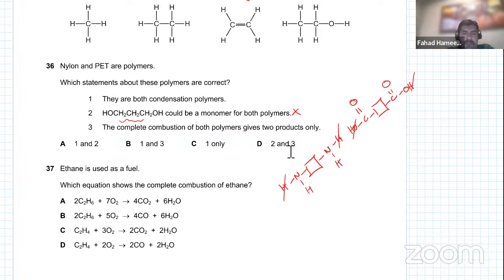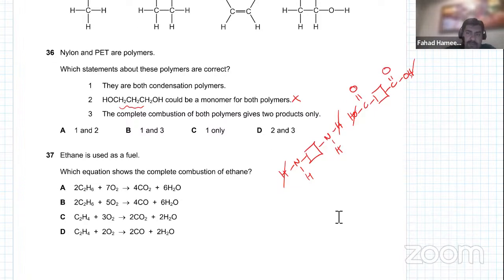Does complete combustion give only two products? No, it doesn't, because this has a lot of things. It's got carbon, so that will form carbon dioxide, it's got nitrogen, it's got H, so water will be produced. When they burn, a lot of things are going to get produced. So the third is also wrong, okay? So you're only left with one.